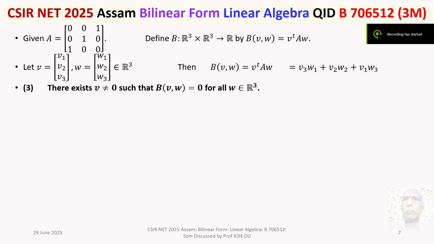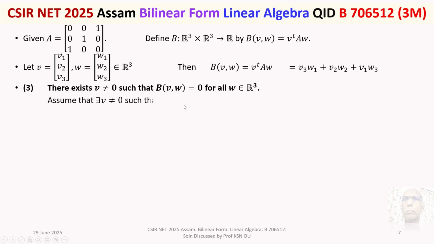Right. We move to option 3. There exists a V not equal to 0 such that B of V comma W is equal to 0 for all W belongs to R cube. Let us assume this statement is true. Assume that there exists a non-zero vector V belongs to R cube such that B of V comma W is 0 for all W belongs to R cube.